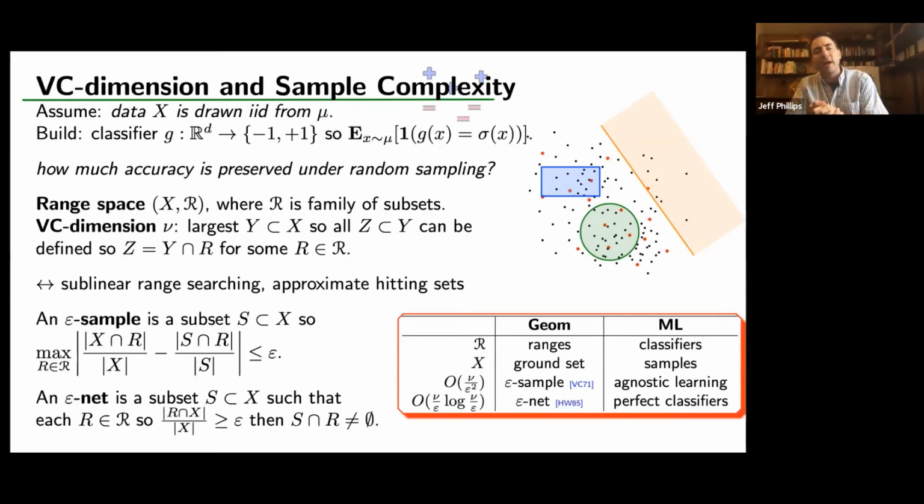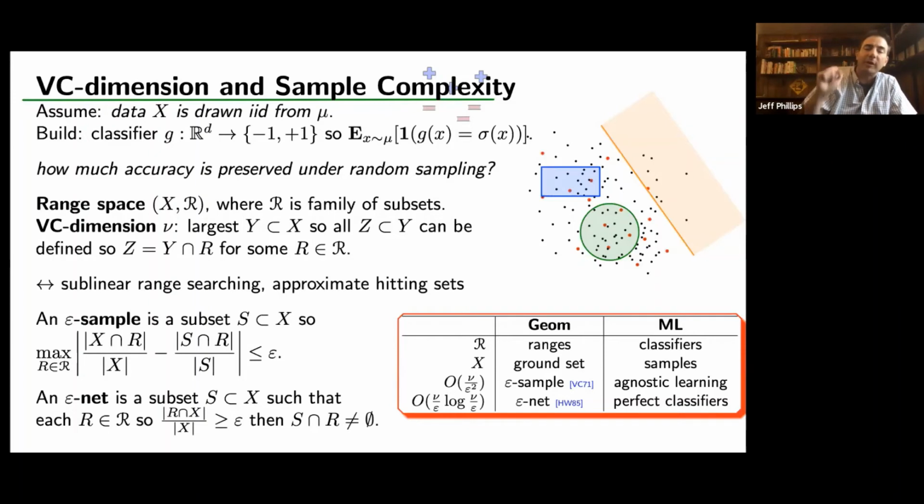If I say that for every range that contains at least an epsilon fraction of points, I want my sample to contain at least one point in that range. So any large enough range query has to have at least 1 point. I don't need to approximate the ratios, I just need to hit every large enough range. So this is a strictly weaker property.